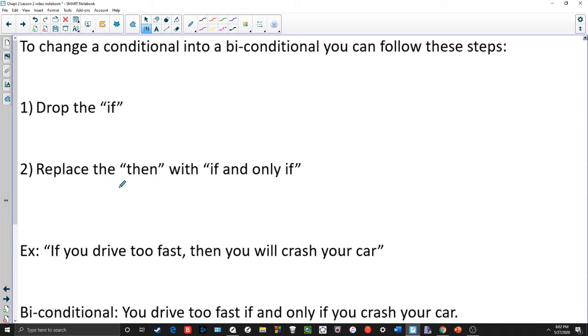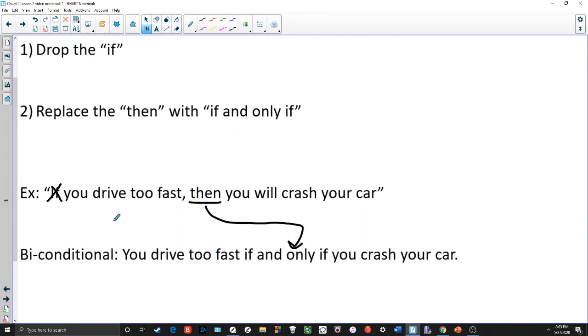So let's go change one here for a second. To change it to a biconditional, as I said, you drop the "if," and then you replace the "then" with "if and only if." So let's take this one here: if you drive too fast, then you will crash your car. You drop the "if" and replace the "then" with "if and only if." So you drive too fast if and only if you crash your car.